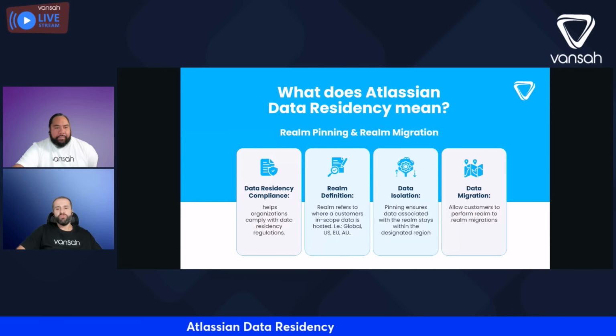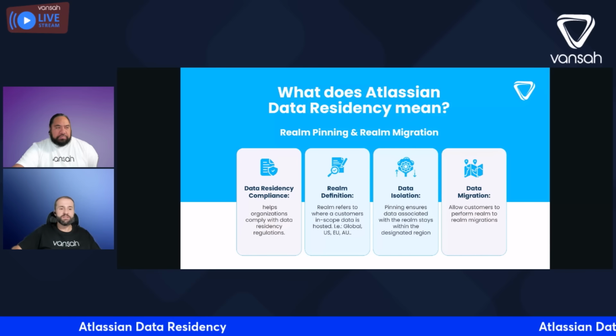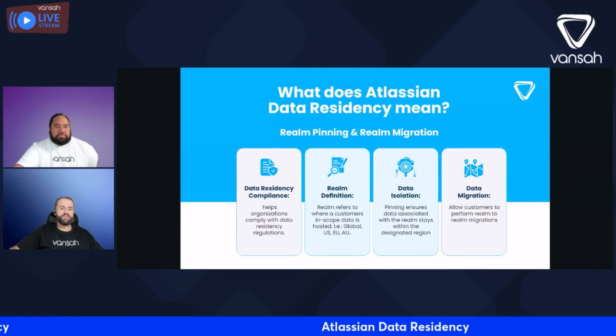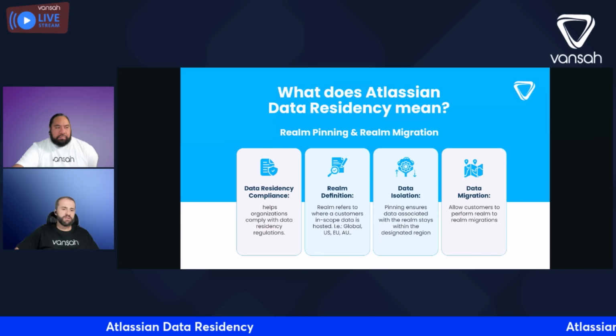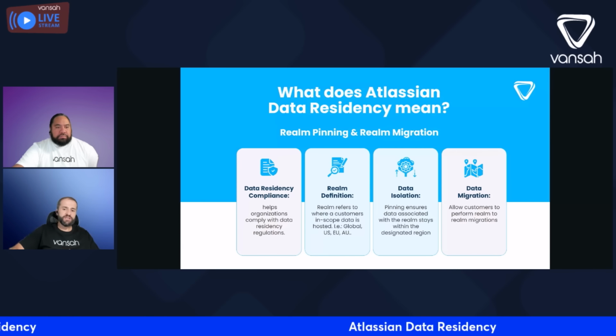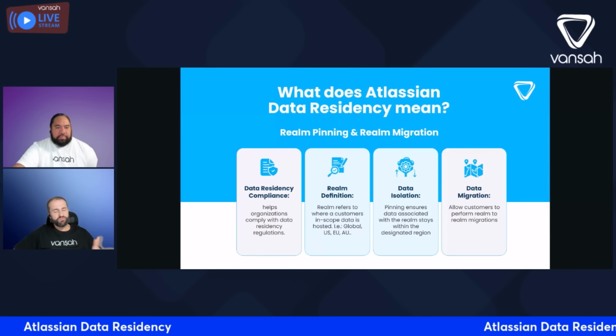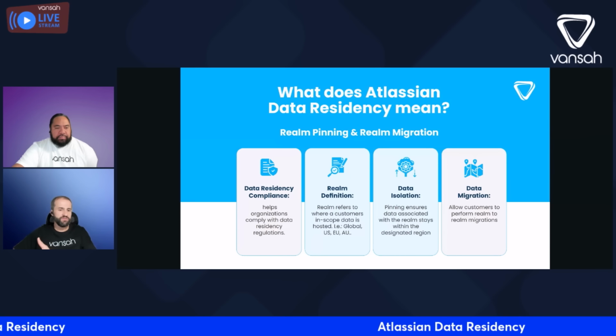You also have the option to move that product if you ever needed to. So think of your Jira data now being pinned to the US region, and for whatever reason you wanted to change the location, you change the default location to another region, and the data is scheduled to now move across to the new region.